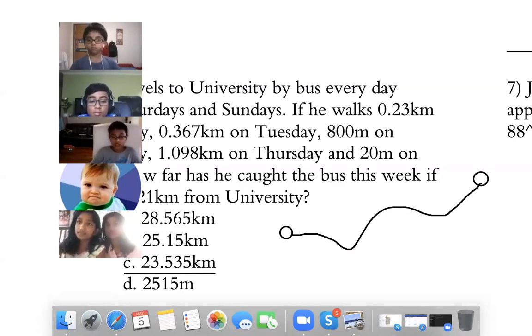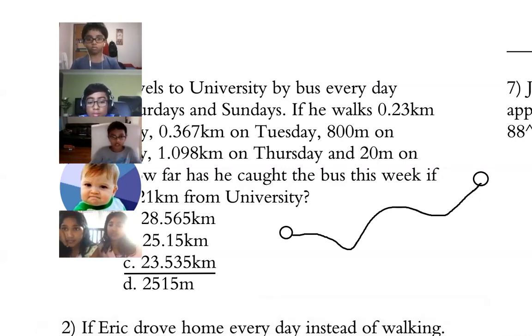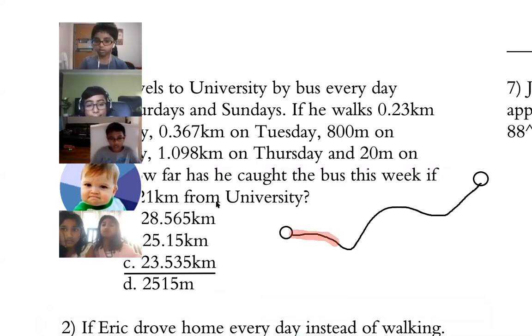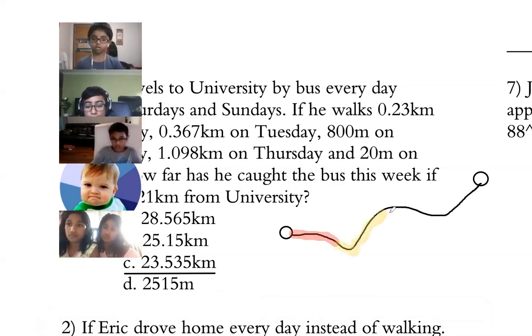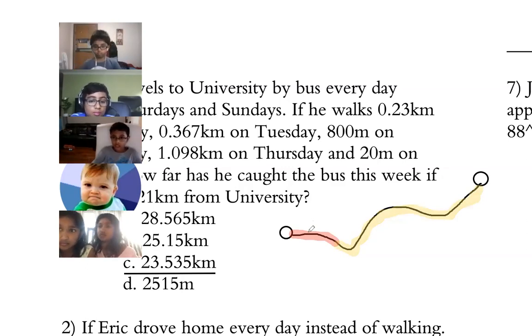So what he does is he likes to mix it up every now and then. On Monday, he walks 0.23 kilometers. So let me get the walk function. What color should walk be? Red or blue? Red? Okay, fine, blue. So he walks 0.3 kilometers, and then he catches the bus for the remainder of the journey. Do you guys understand? And 0.23 should be much smaller than that, it doesn't matter.